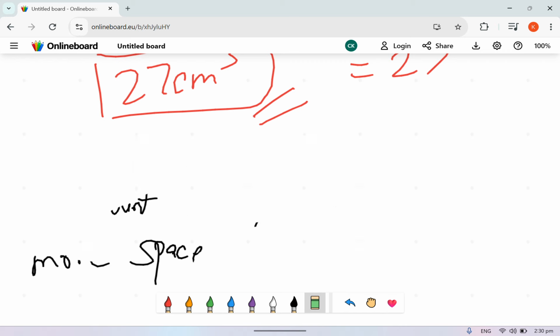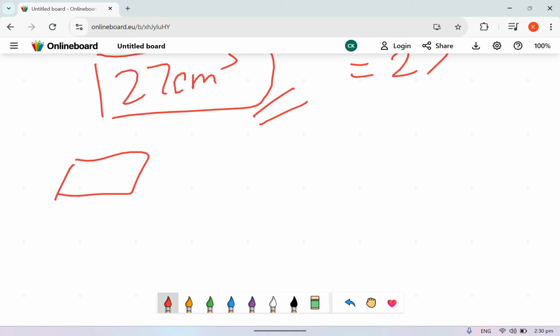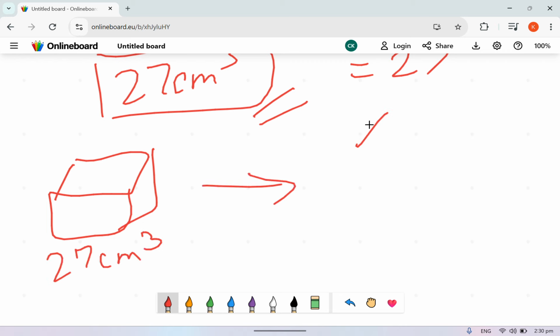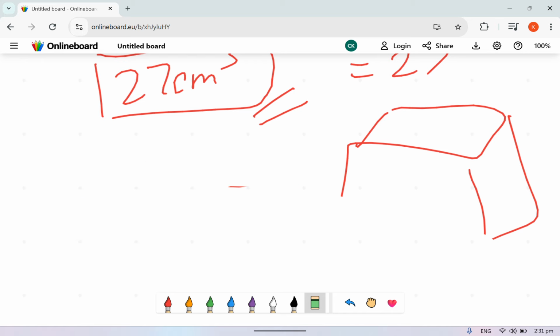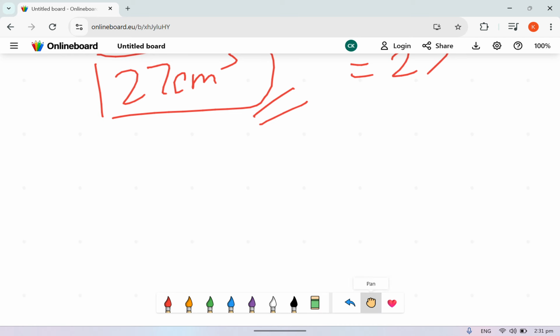Now, is there any way to change the amount of volume? If I have this cube, which is 27 cubic centimeters, can I change it? I want it to be super big. I want it to occupy a lot of space. I want it to be like 1000 cubic centimeters. Is it possible? No, it's not. So that is what we mean by fixed volume. Does this state of matter have a fixed volume?